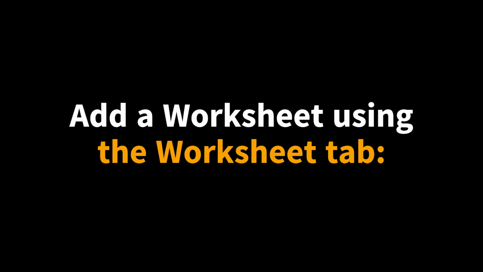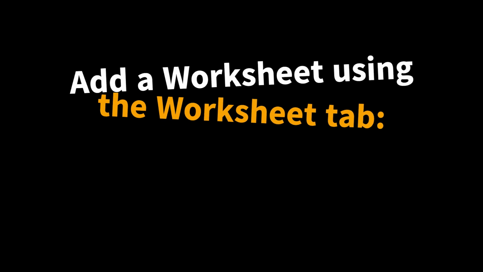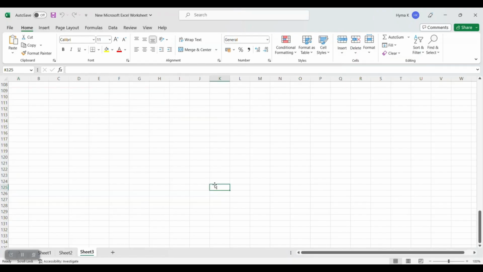Add a worksheet using the Worksheet tab. Using the Worksheet tab, you can add worksheets one by one, but you cannot add multiple worksheets in one go. Go to the Worksheet tab in the Excel workbook and click on the Insert Worksheet button. Now a new worksheet will be added to your workbook. In the same way, you can create worksheets one by one.